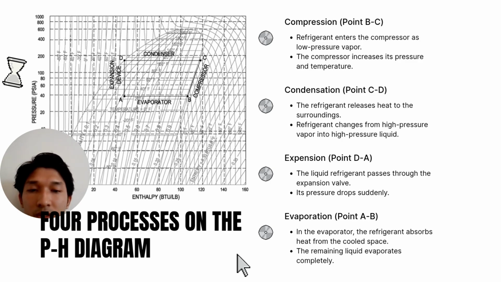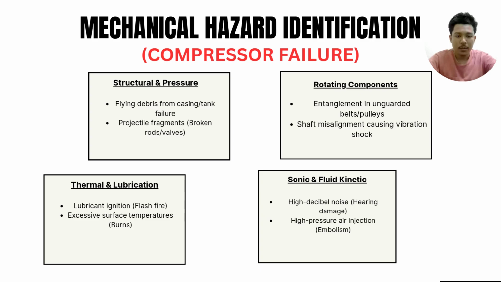The third one is expansion. From point D to point A, the liquid refrigerant passes through the expansion valve. And the last one is evaporation. From point A to point B, the refrigerant absorbs heat from the cool space. Then the remaining liquid evaporates completely. Now let's look at phase A.